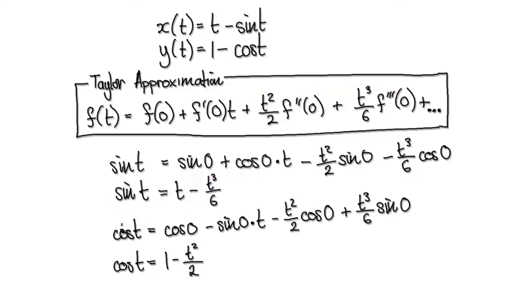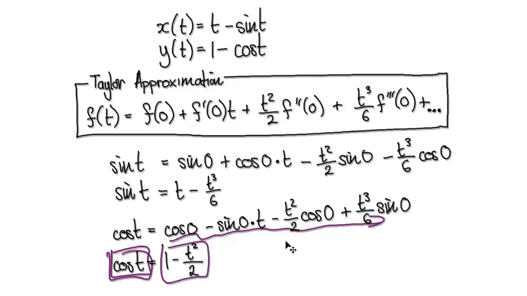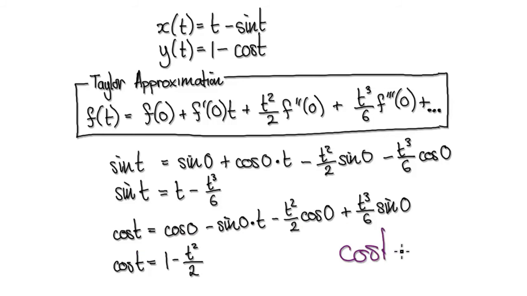So increase the accuracy and do the same for cos of t. If you increase the accuracy, you can replace cos of t with this. So rather than using cos of t equals 1, use this. This is more accurate. Okay, so sine of t is given by this, cos of t is given by this.